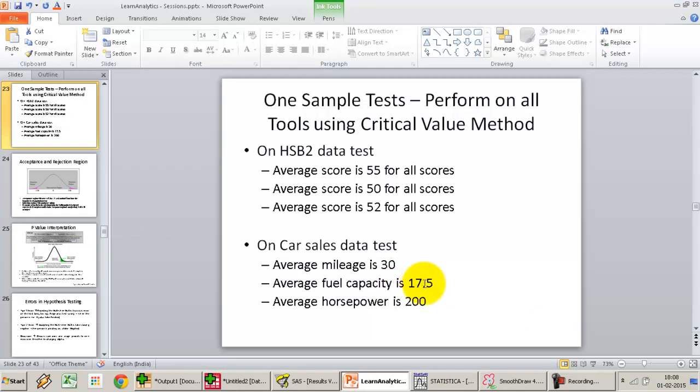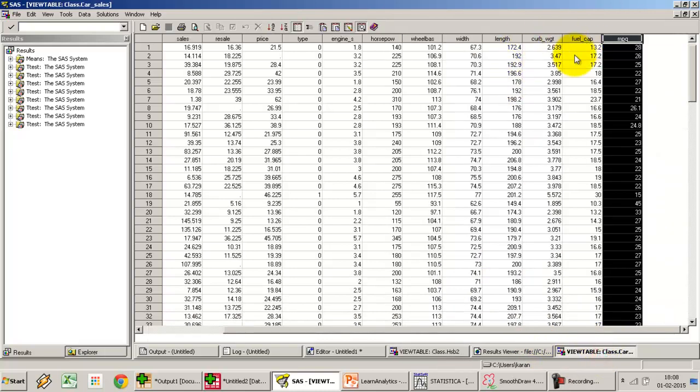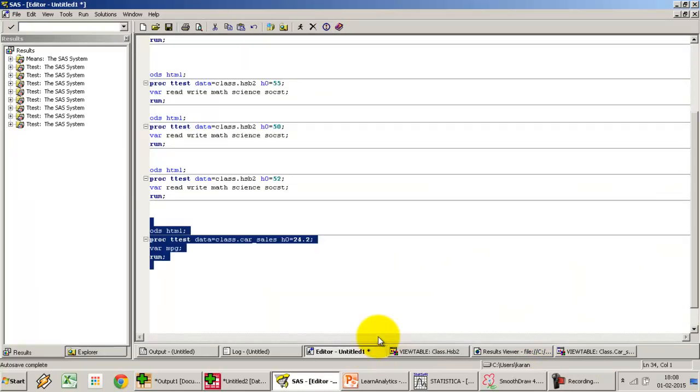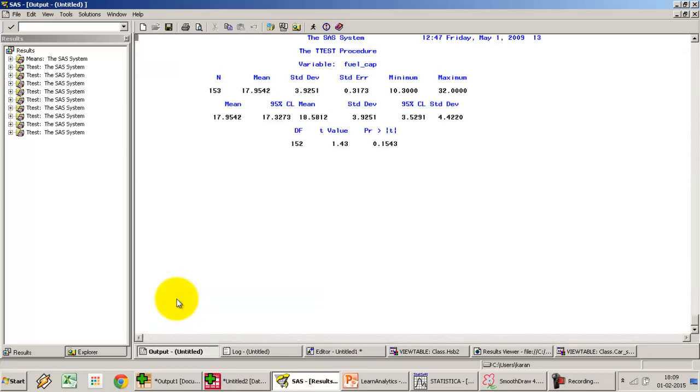Test whether the average fuel capacity is 17.5. So the variable name is fuel_cap. So I'm going to look at this. Let's copy this code, run it again. H0 is 17.5. And the variable is fuel cap. Let's test this. Let's have a look at the result.